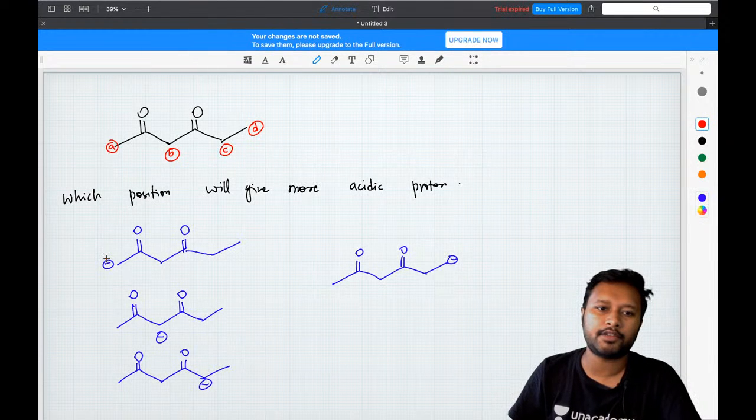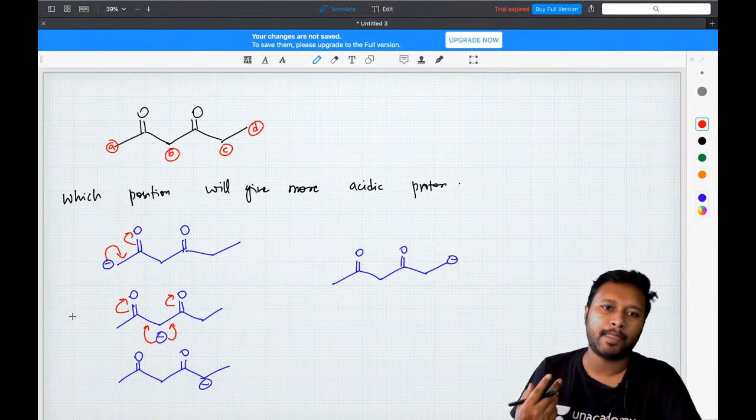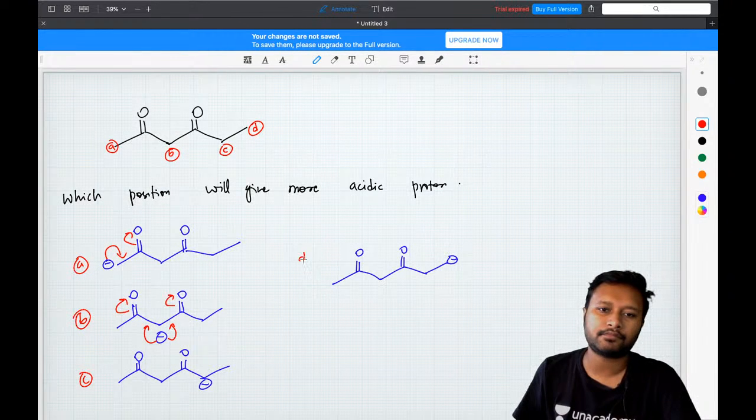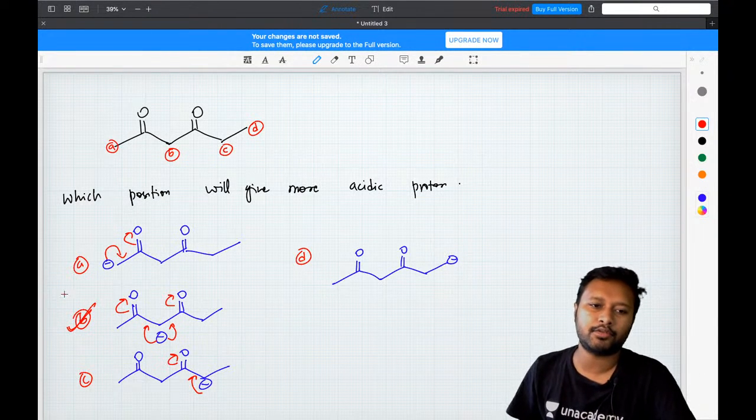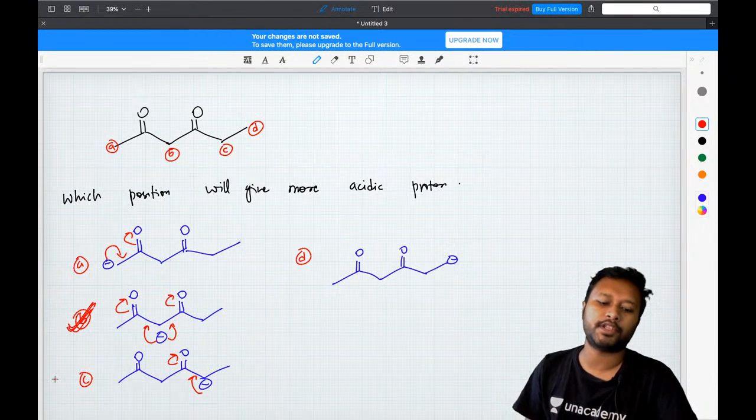Now you know that in the first option it is resonance stabilized. In the second option, it is resonance stabilized from both the sides. So being having two groups which are making it resonance stabilized, this is called active methylene group, right? So this is the highly acidic position. Active methylene group is the name which we give to them. C is also stabilized by the resonance but destabilized by the inductive effect, and option D is not stabilized. So B जो है that is relatively most acidic proton here.